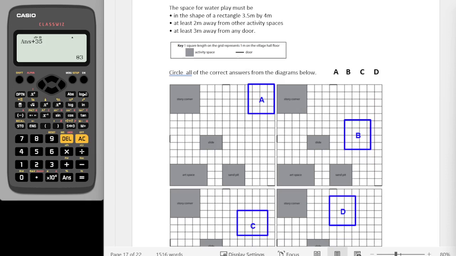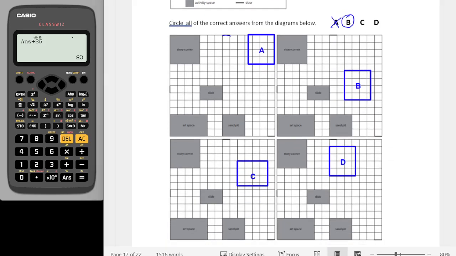So let's just highlight the door again. So that's the door. This one is not within 3 meters, so it can't be A, because we've got 2.5 meters away from the door in A. For this one does fit, so B is definitely an option. C, at least 3 meters, so we're just over 3 meters here, so C would work. And then D is 1 meter away, so definitely not D. So our answer is B and C.